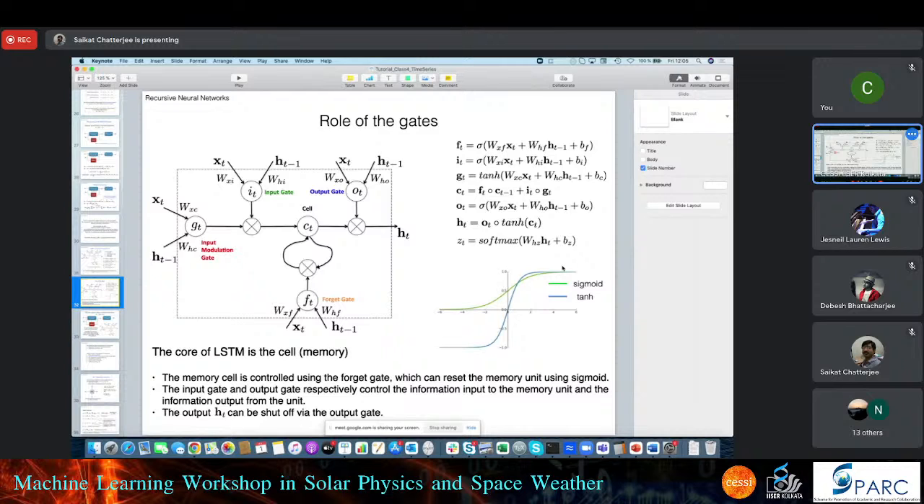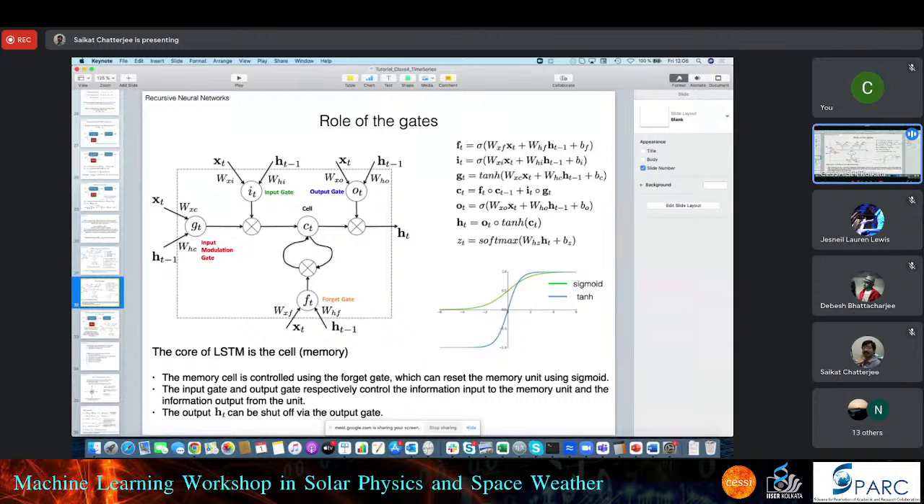So the LSTM is the cell or the memory. Okay, this part. So the memory cell is controlled using the forget gate, which can reset the memory unit using the sigmoid function. So some parts go to 0 and some parts go to saturation. Okay. When things are completely 0, that means it is not taking care of the past values anymore. So that means it's a reset of the memory. So now short-term memory is more important, not the long ones.